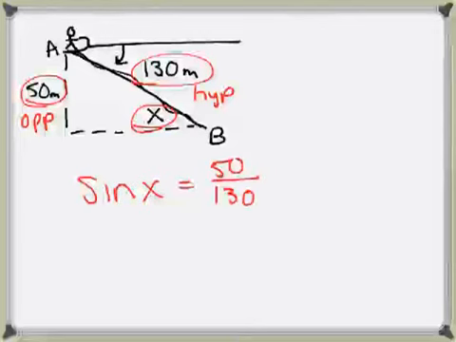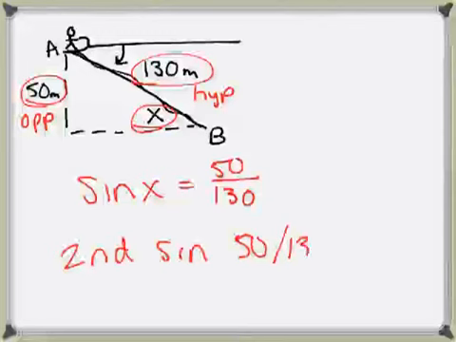And how do we solve that? When we're solving for an angle, we do our second. So this is where we go second sine 50 divided by 130. And how steep is that hill? About 22 or 23 degrees. It has a 22 or 23 degree grade. Okay? Wait, what?